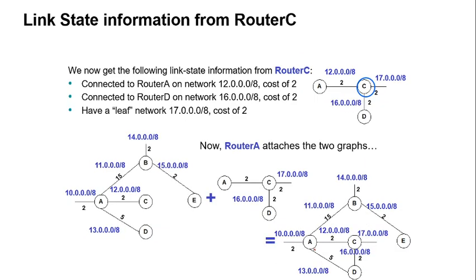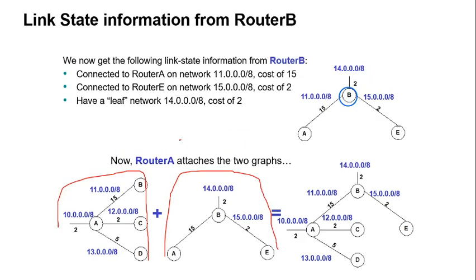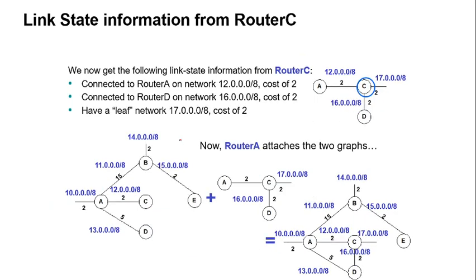So now let's say C will broadcast its information to A. C will say that I am connected to A using this interface IP address, and I have a cost of this, and I'm connected to D as well with a cost of this, and I have a leaf of this. And now A will have computed the graph with B. The resulting graph with B will now be added to the graph of C as well. So your resulting graph is now computing onwards.